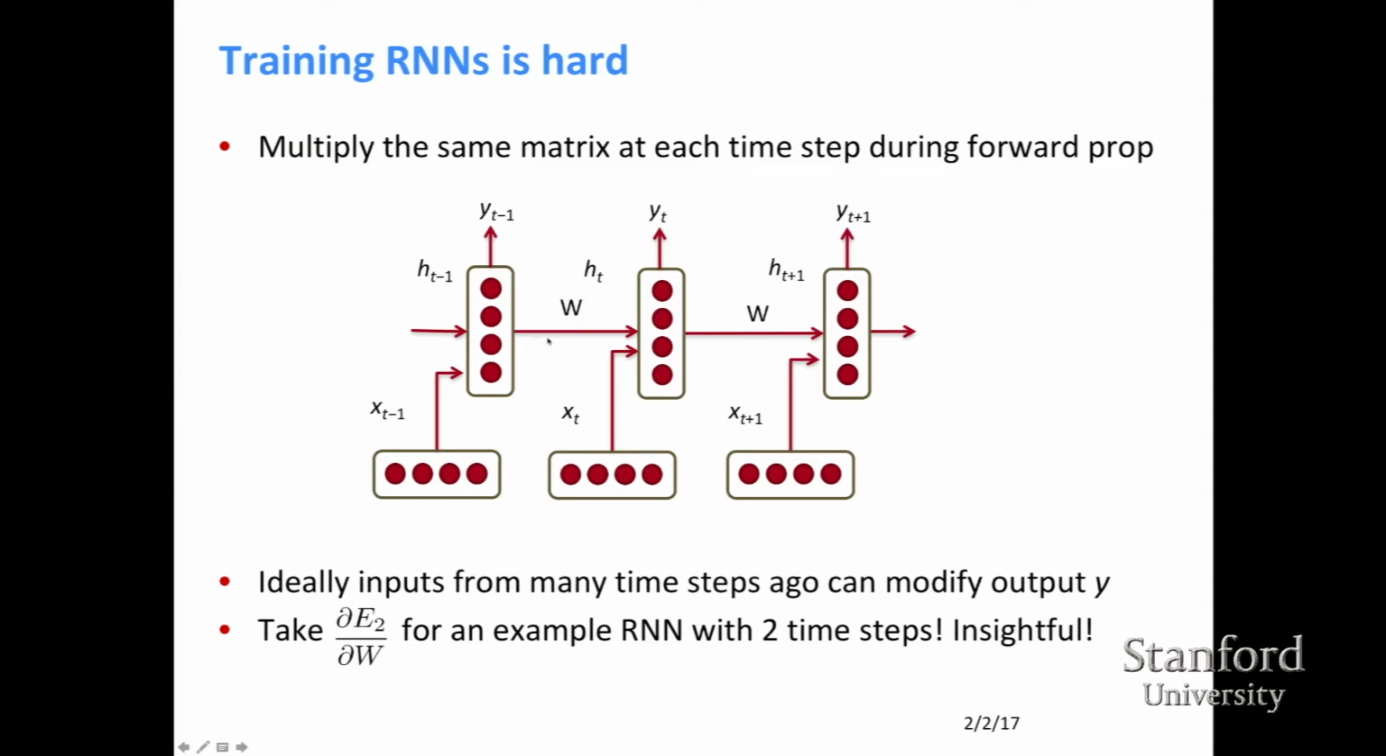Basically, we're multiplying the same matrix at each time step. You can think of this matrix multiplication as amplifying certain patterns over and over again at every single time step. In a perfect world, we would want the inputs from many time steps ago to still be able to modify what we're trying to predict at a much later time step. One thing I would encourage you to do is take the derivatives with respect to these W's if you just had a 2 or 3 word sequence. It's a great exercise, great preparation for the midterm, and it'll give you some interesting insights.